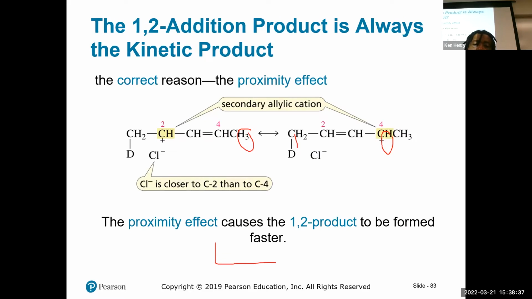So it has to do, in reality, with proximity, location, in other words. Due to proximity, this guy's going to form faster than this guy, than that terminal end.